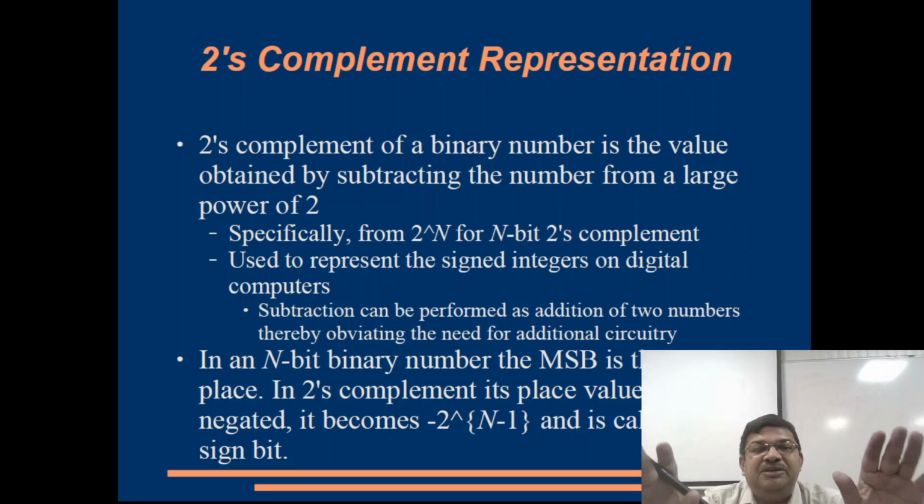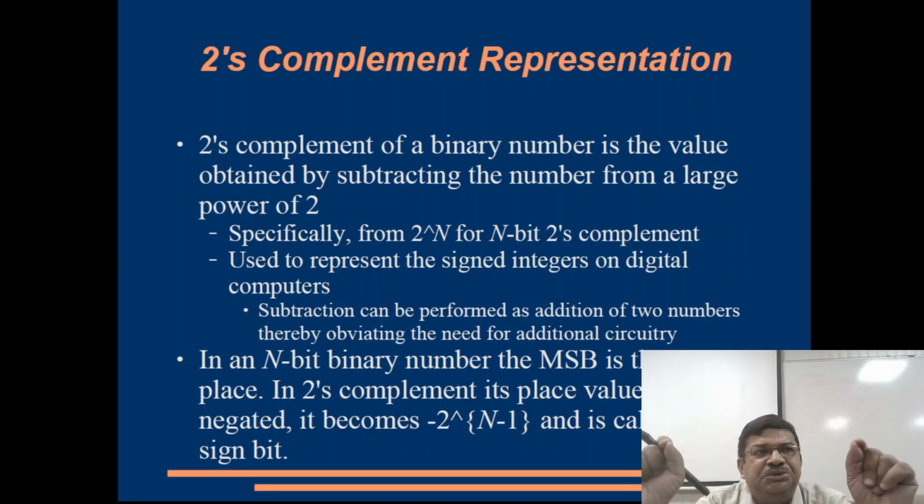So specifically, 2 raised to the power n, these are the total number of integers that are available for an n bit number system. We subtract whatever number we have from one bit higher. I mean, we just add one more bit to that, and whatever number we get, we subtract. We'll see how it works in practice.